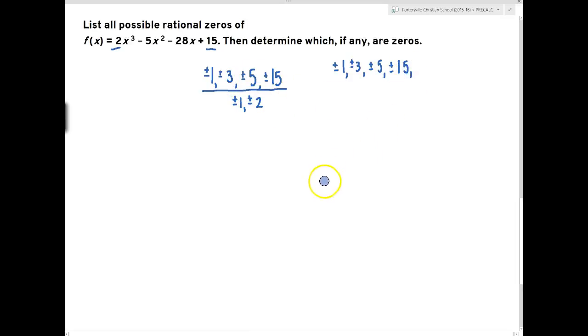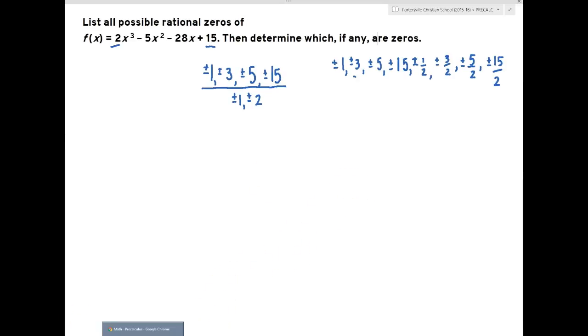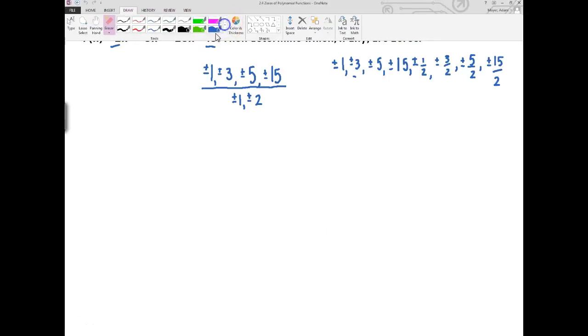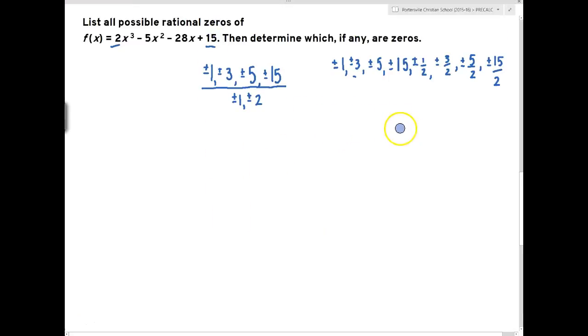So our other possible zeros would be plus or minus 1/2, plus or minus 3/2, plus or minus 5/2, and plus or minus 15/2. So those are all the possibilities I've got, and now we're going to want to figure out which ones would actually be zeros. So how I'm going to do that is by using synthetic substitution.